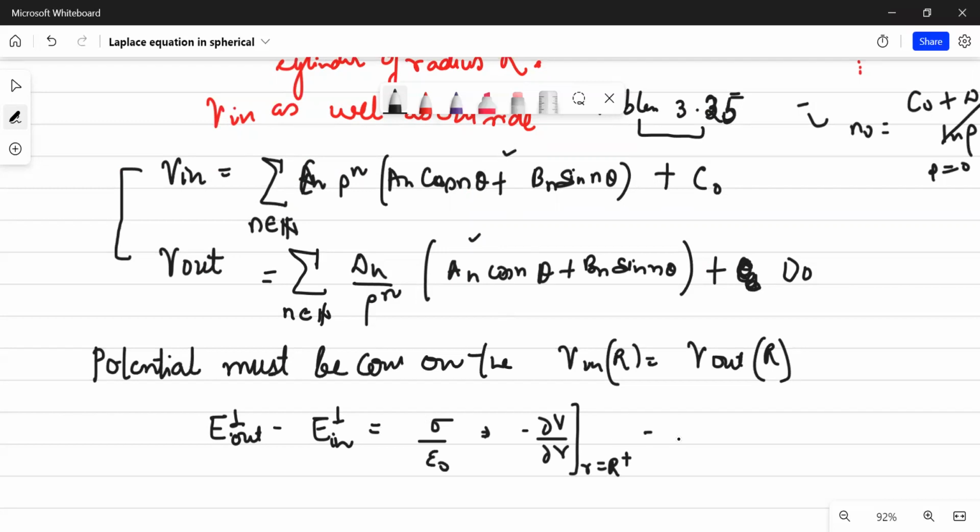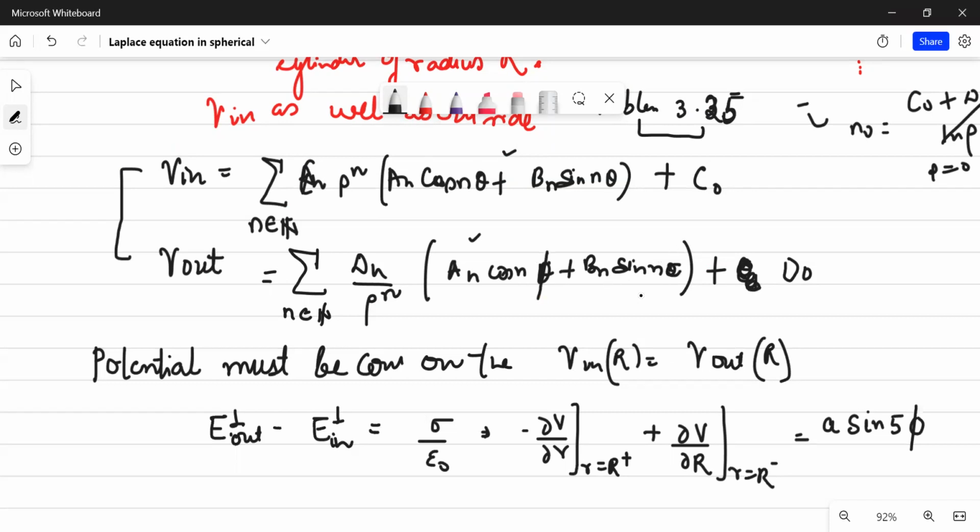Minus minus plus del V upon del R at R equals to R minus. This is equal to sigma upon epsilon naught, that is A sin... 5. So write this 5 everywhere, because otherwise you will get confused. So this is your phi only.